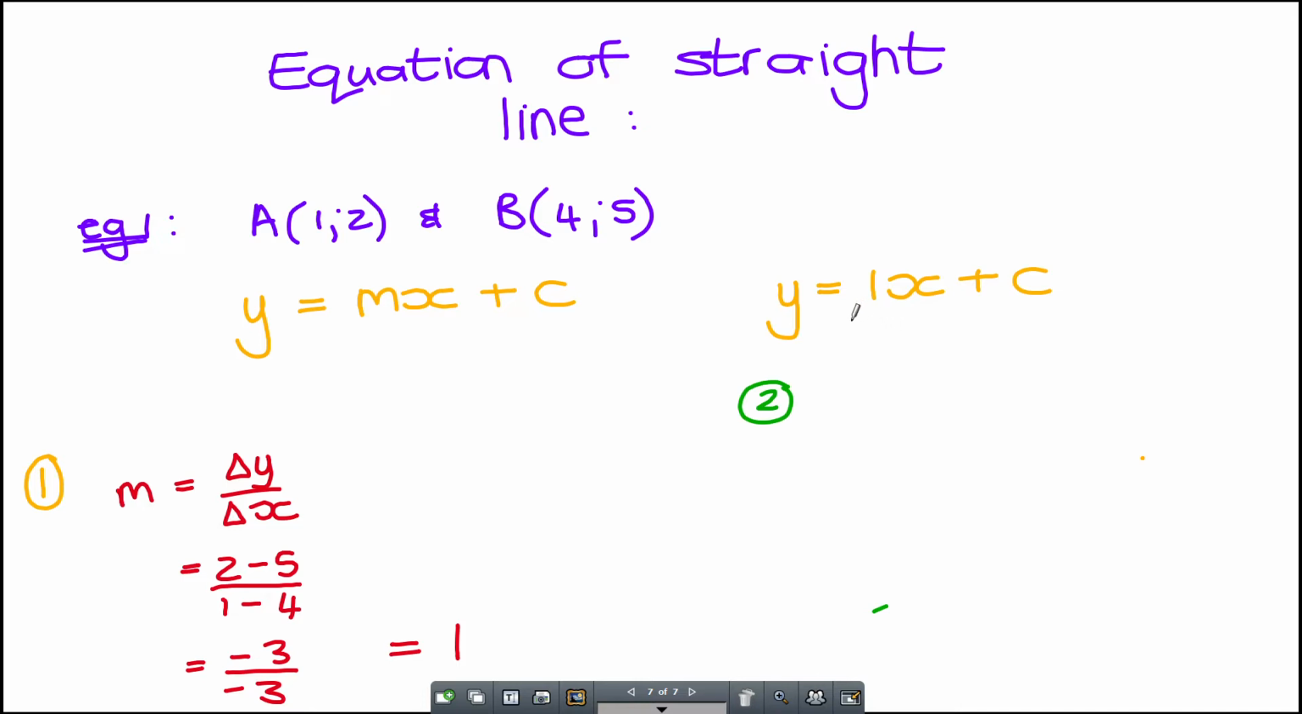Now, if you look at this equation, how many unknowns do I have? Ek het y, en x, en c. 3 unknowns. But if I substitute in a point, meaning A or B, dan het ek mos 'n x en 'n y waarde wat ek het. So al wat oorbly is c. So by that, I can work out what c will be. Do you understand?